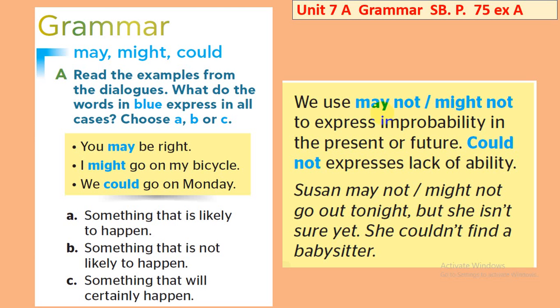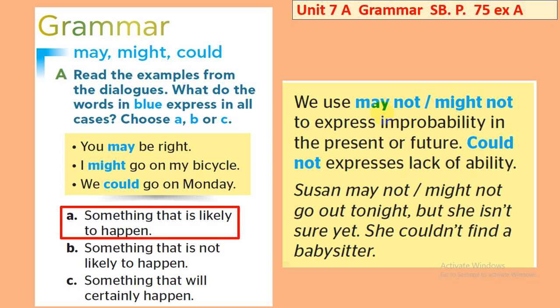Move on to your student book, page 75, exercise A. Read an example from the dialogue. What do the words in bold express in all cases? Choose A, B, or C. You may be right. So the correct answer is something that is likely to happen. I might go on my bicycle. Likely to happen. We could go on Monday. So something that is likely to happen, we use may, might, and could to talk about possibility.